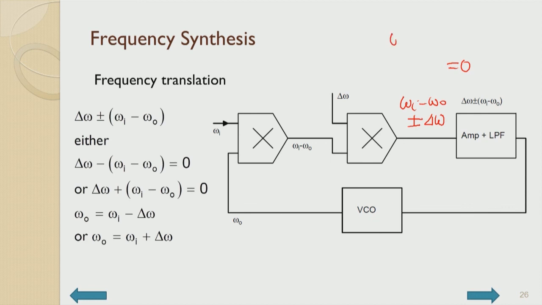That means omega naught can be either equal to omega I plus delta omega, or omega I minus delta omega. That means it can achieve a highly accurate shift in frequency by delta omega. So, it is one of these components that is sustained as DC. So, this is the frequency translation loop. Combined with frequency multiplication, it becomes a powerful tool to synthesize accurately frequency components for use in transmitters and receivers.